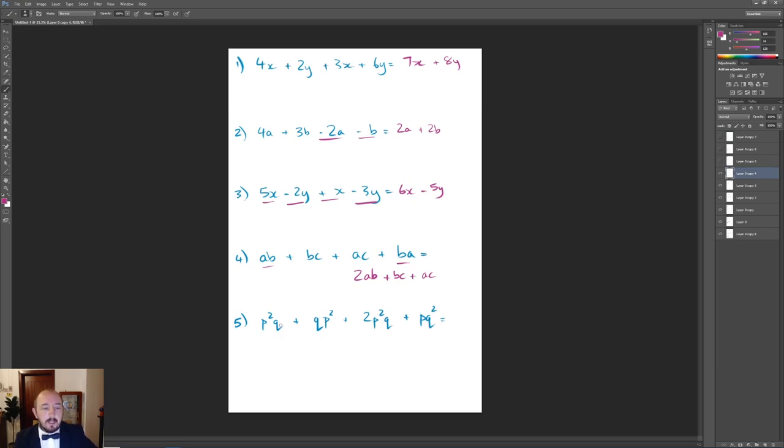The last one, we have p squared q to the power of 1, q to the power of 1 p squared, so these two are the same. p squared q to the power of 1, so this is the same. And p to the power of 1 q squared, that's actually different. So the first three are the same term and the last one is different. So we have p squared q plus another p squared q plus 2p squared q is 4p squared q, because we've got two there, one here, and one here. And then finally we have a pq squared, which is this one here, left over by itself.